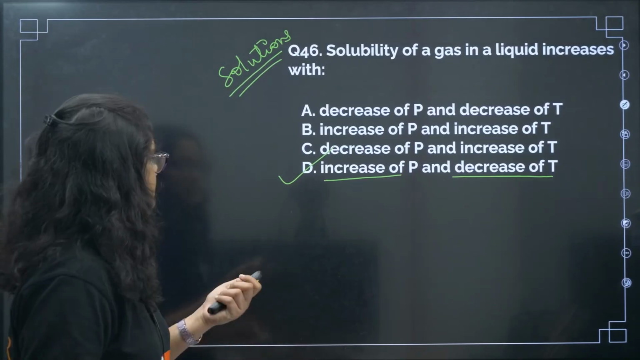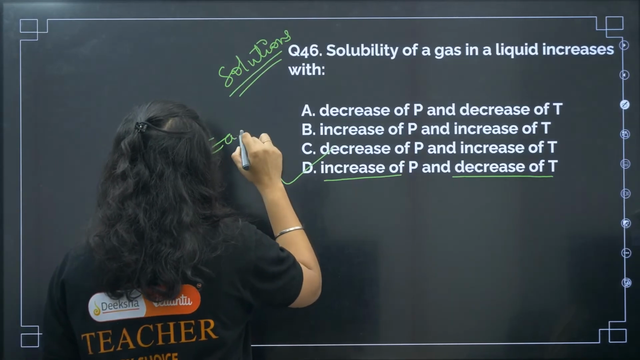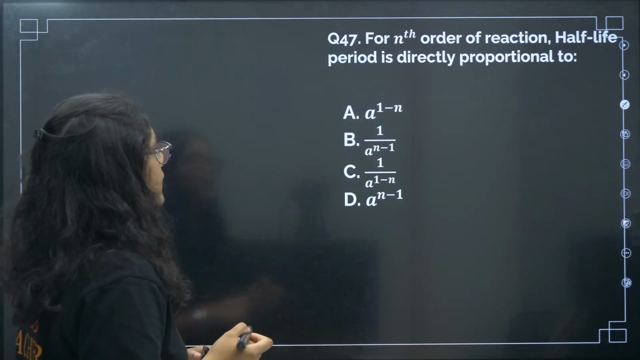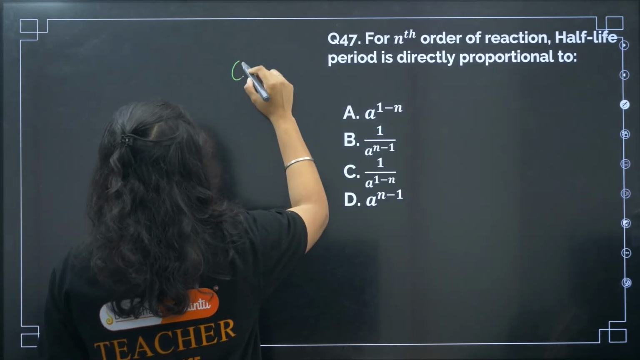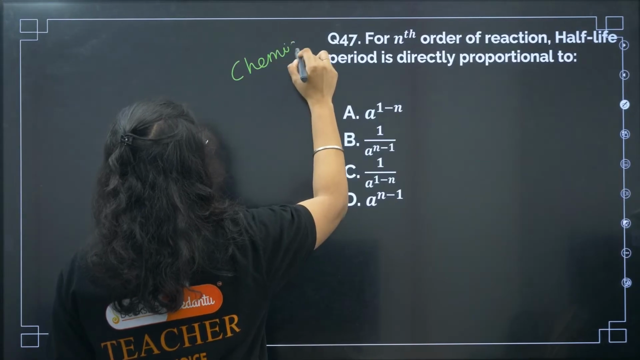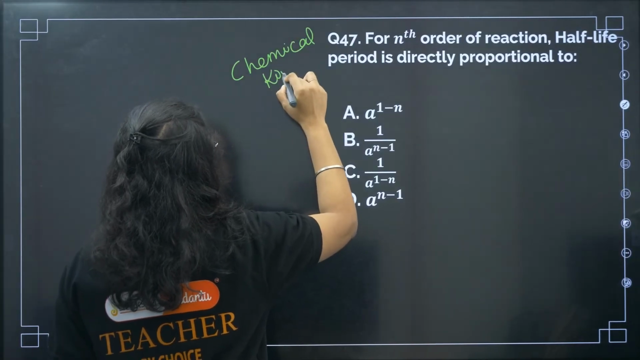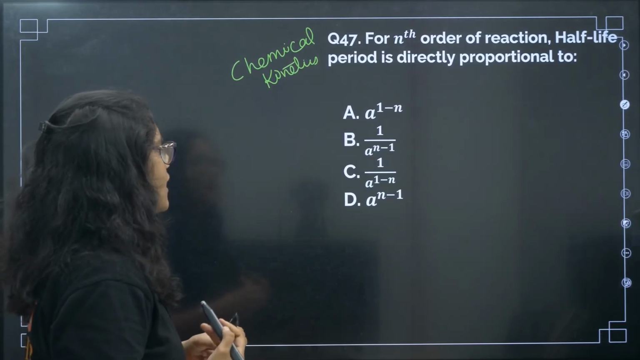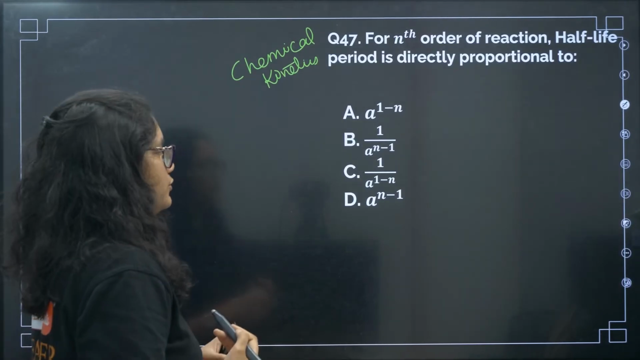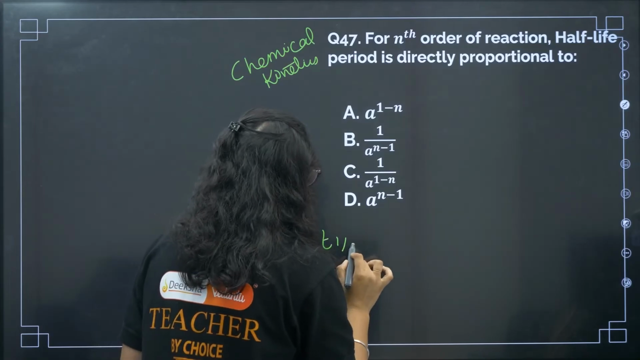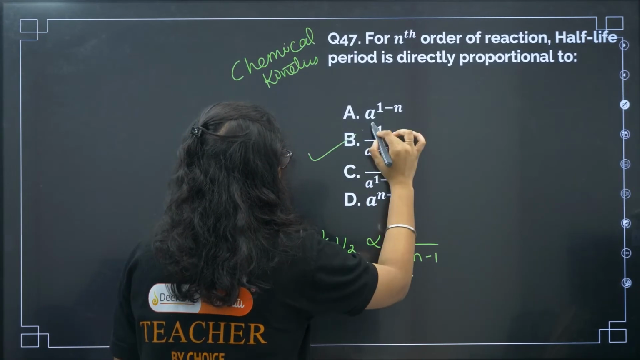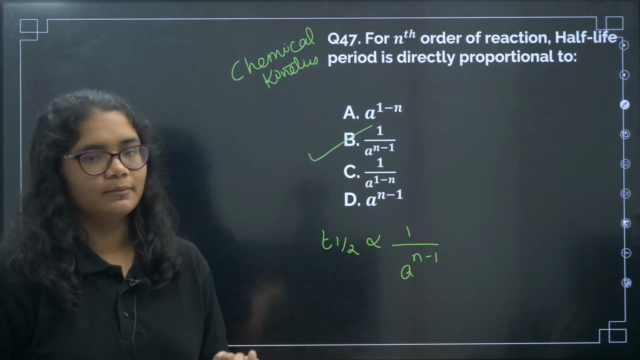I hope this is clear. Again, this is a very easy question, students. Now coming to question number 47. Now we have come towards chemical kinetics. For the nth order of a reaction, the half-life period is directly proportional to. So this is your direct formula. T half is proportional to 1 by a to the power of n minus 1. So the correct answer for this question is option number B.